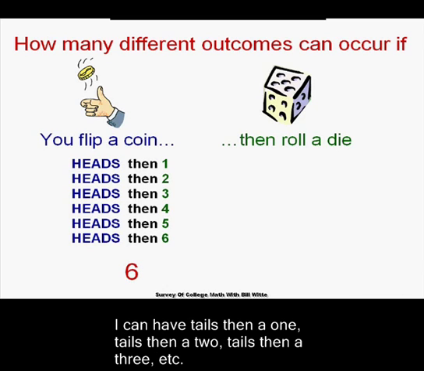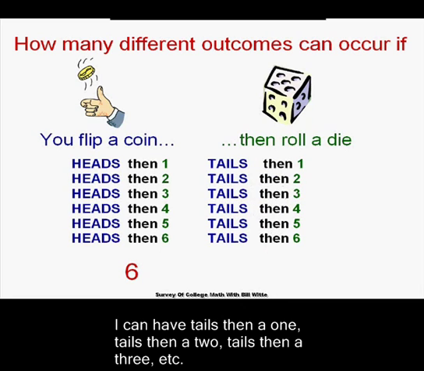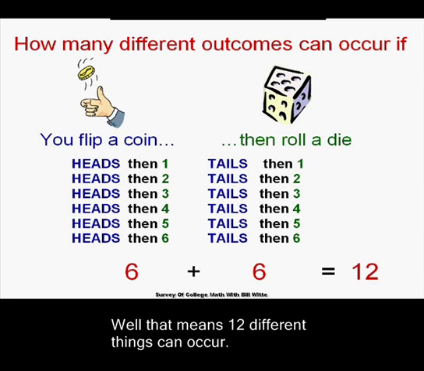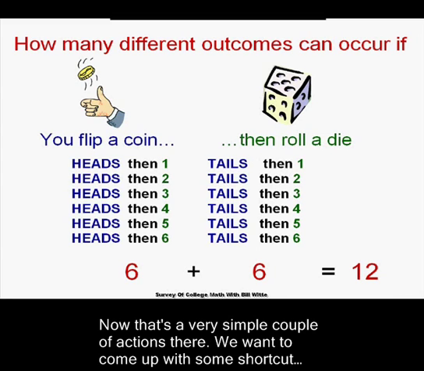That's 6 of them. We can have tails, then a 1, tails, then a 2, tails, then a 3, tails, then a 4, tails, then a 5, or tails, then a 6. So there's another 6 outcomes that can occur. Well, that means 12 things can occur. Now that's a very simple couple of actions there. We want to come up with some shortcut.